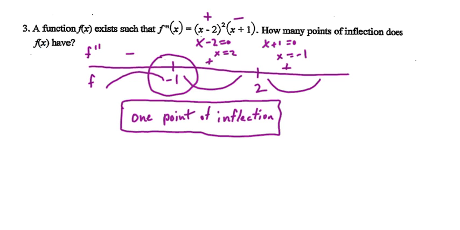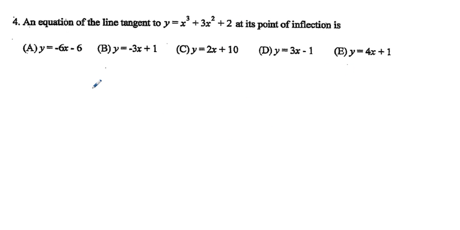Okay. Problem 4. An equation of line tangent to y equals x cubed plus 3x squared plus 2 at its point of inflection is, well, here we have, y equals, that's level 1, and point of inflection is a level 3 type of analysis. And so we need to go ahead and find the point of inflection.